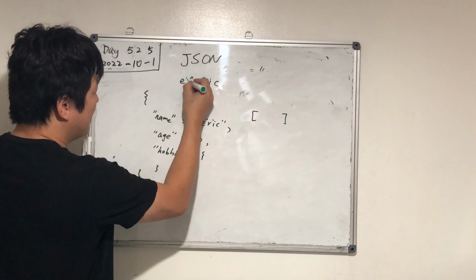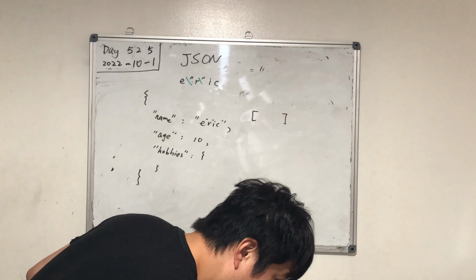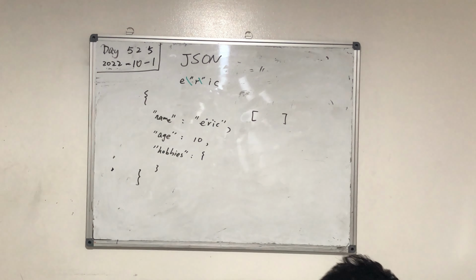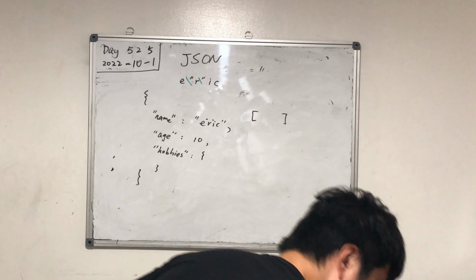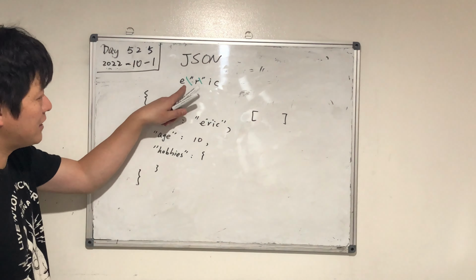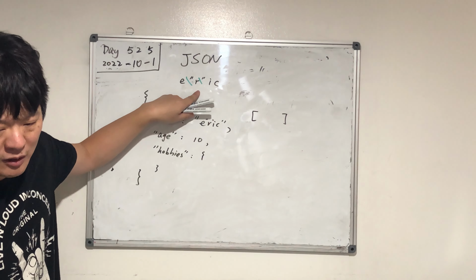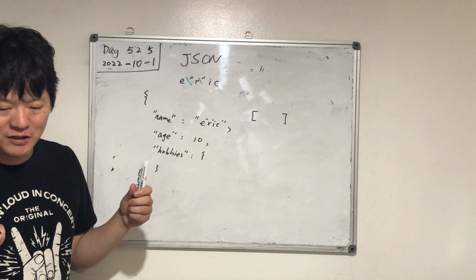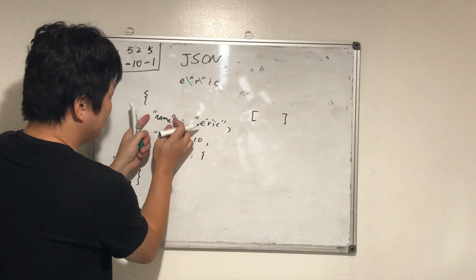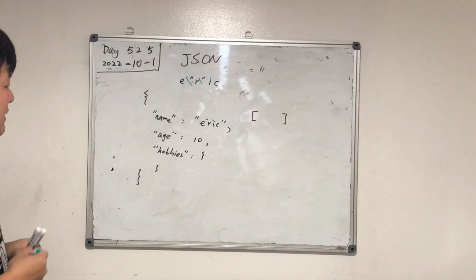A backslash, to escape. Where's the backslash key? It's here, just above the Enter key. This just means that the next character is actually the quote, the value we want to store. It's not part of the syntax. Okay, so this is JSON.